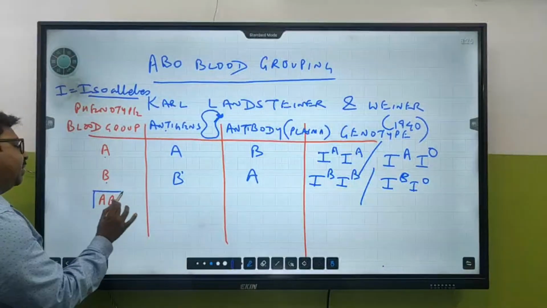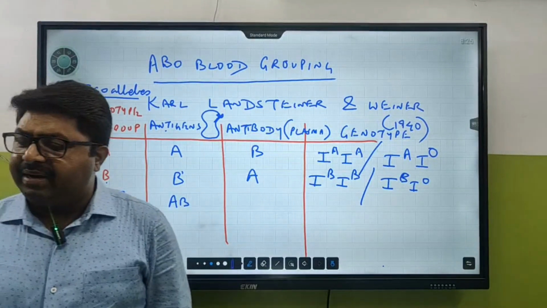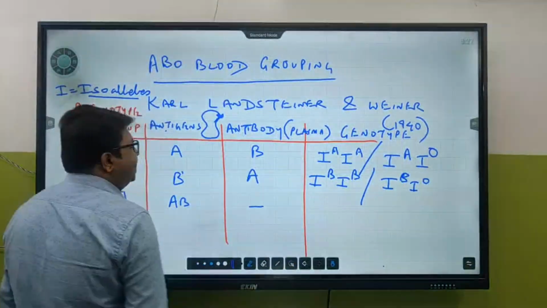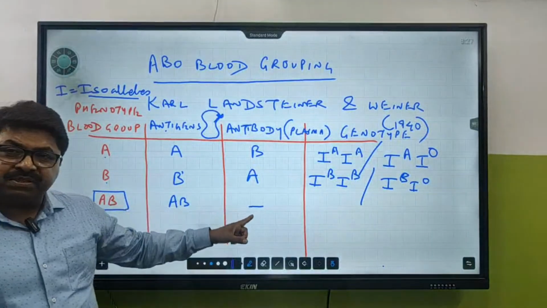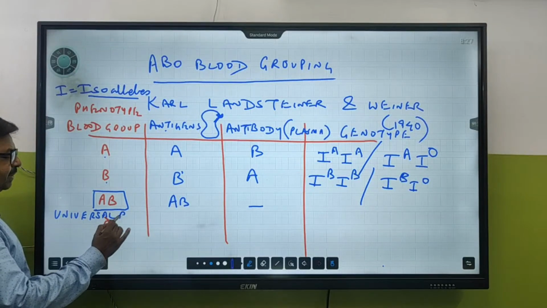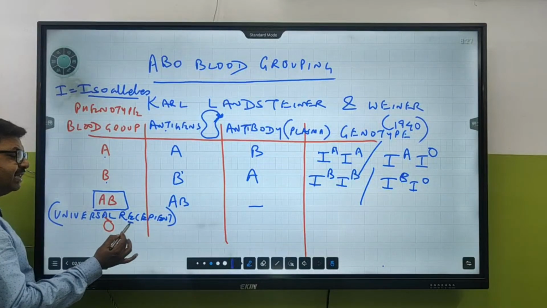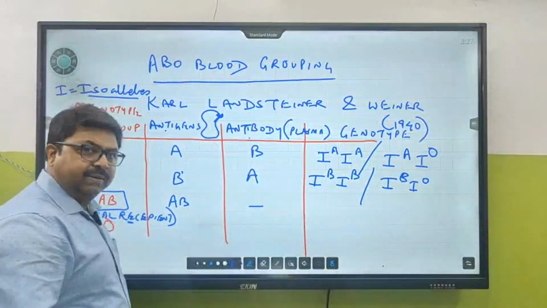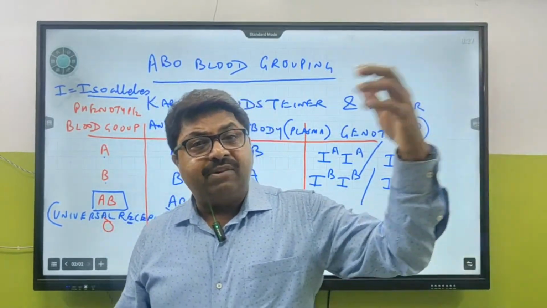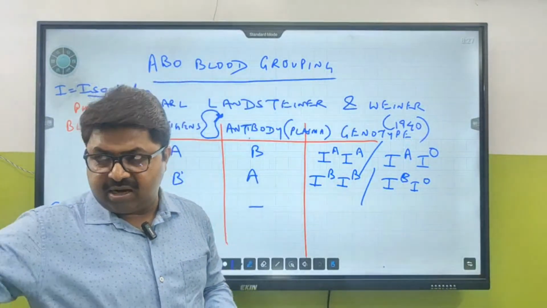But when we talk about AB blood group, that means they have both types of antigens, A and B, and no antibody is present. Because no antibody is present, we can call AB blood group a universal recipient. Why can it receive blood from any other blood group? Because they have no antibodies. So that is why it's called universal recipient. Are you getting me, Ankita?